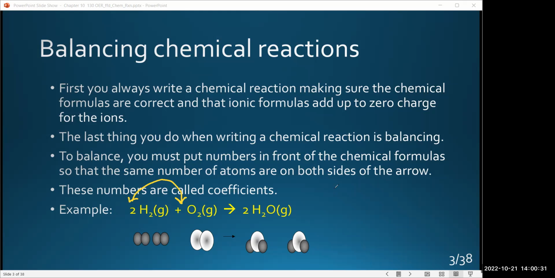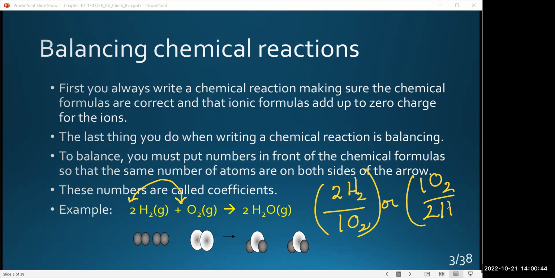So we can write a ratio of 2 H2 over 1 oxygen. Okay, or I can just simply invert it and write it the other way. And that is the relationship between the 2 reactants. Okay, now as we did back then with the conversion factors, which one we use, the left or the right, depends on the question we're asked and depends on the units.